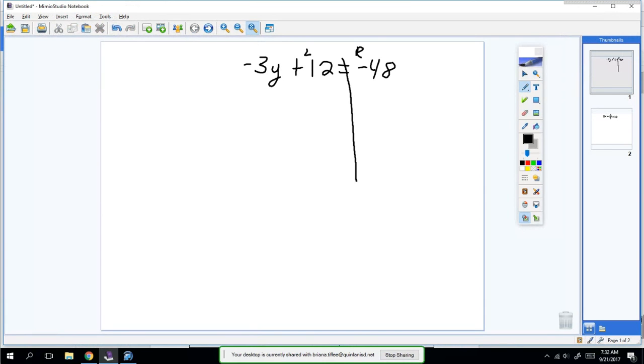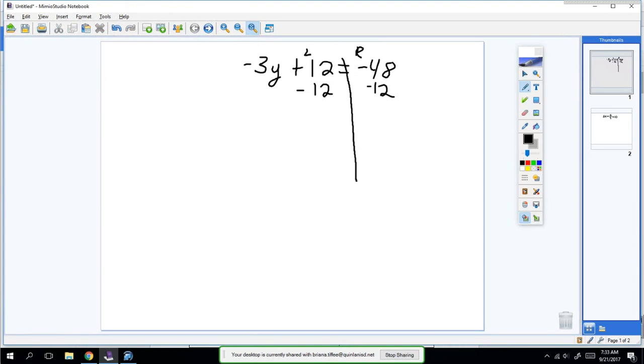So the side I'm going to look at is the left side because it has the y. The y we're trying to isolate. We're trying to get it alone. So the first thing I need to do is look at the number that's further away from the y. Well, that's 12. 12 is being added. So the opposite of addition is subtraction. So you're going to subtract 12 from both sides.